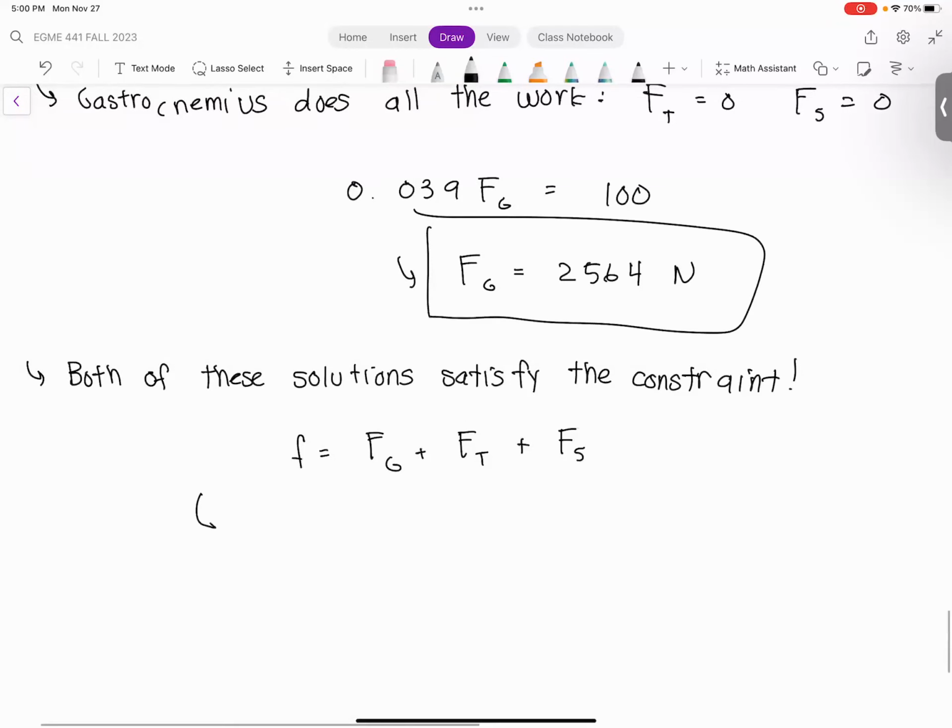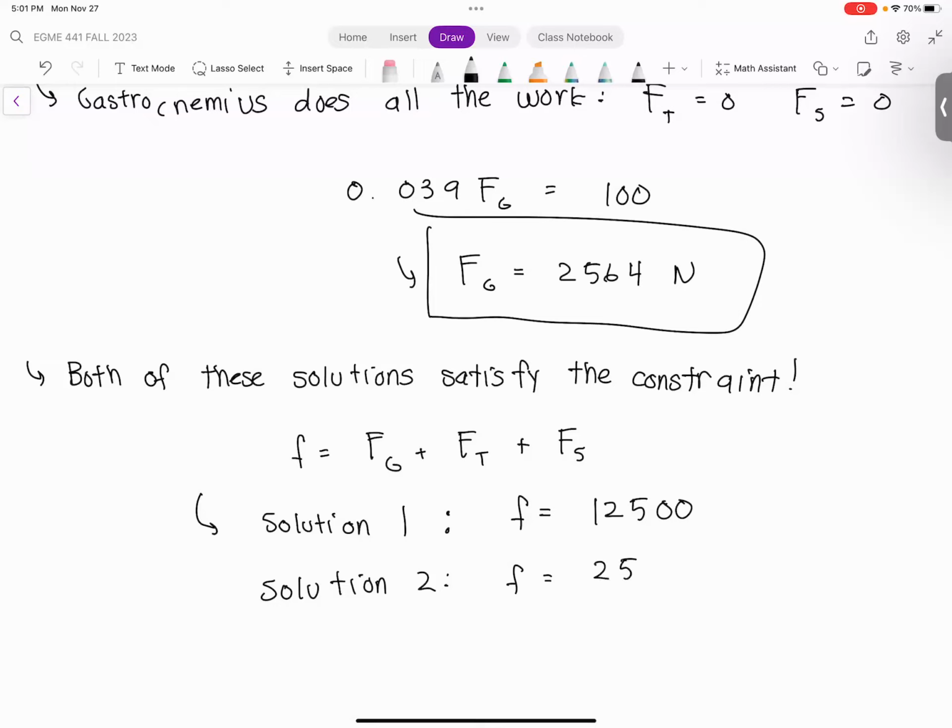Okay. If we evaluate this objective function, there are 2 solutions. So for solution 1, the case when the tibialis posterior muscle does all the work, the objective function, little f in this case, is equal to 12,500. Whereas for solution 2, the case where the gastrocnemius does all the work, our objective function in this case is 2,564.